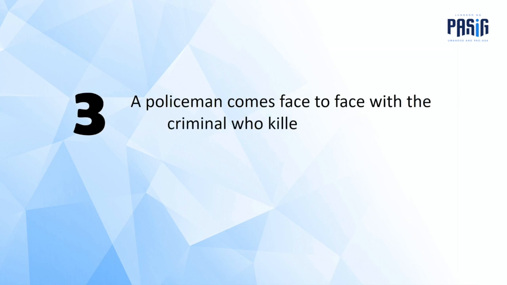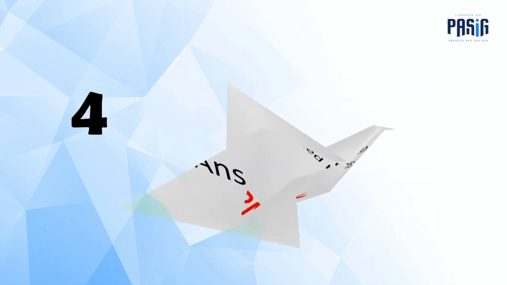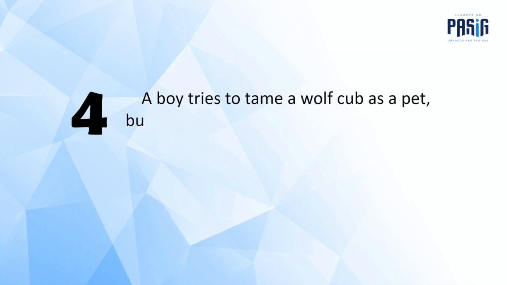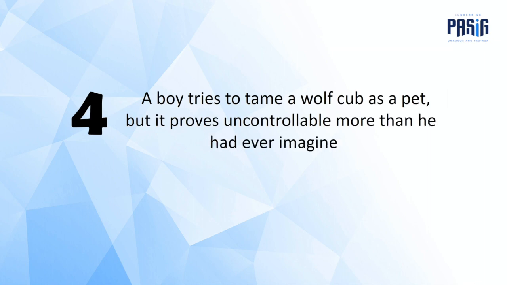Number 3. A policeman comes face to face with a criminal who killed his father. The correct answer is external. Number 4. A boy tries to tame a wolf cub as a pet, but it proves uncontrollable more than he had ever imagined. The correct answer is internal.